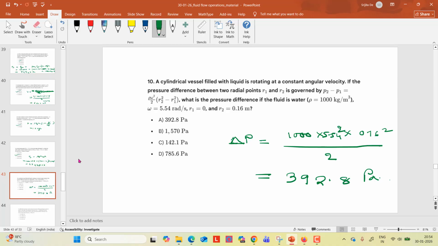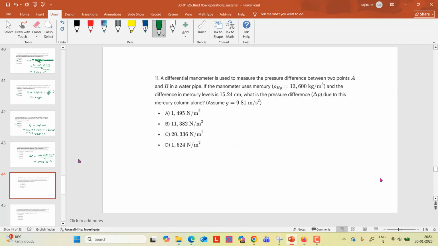Okay, next question. A differential manometer is used to measure the pressure difference between 2 points A and B in a water pipe. If the manometer uses mercury and the difference in mercury levels is 15.24 centimeter, what is the pressure due to this mercury column alone?